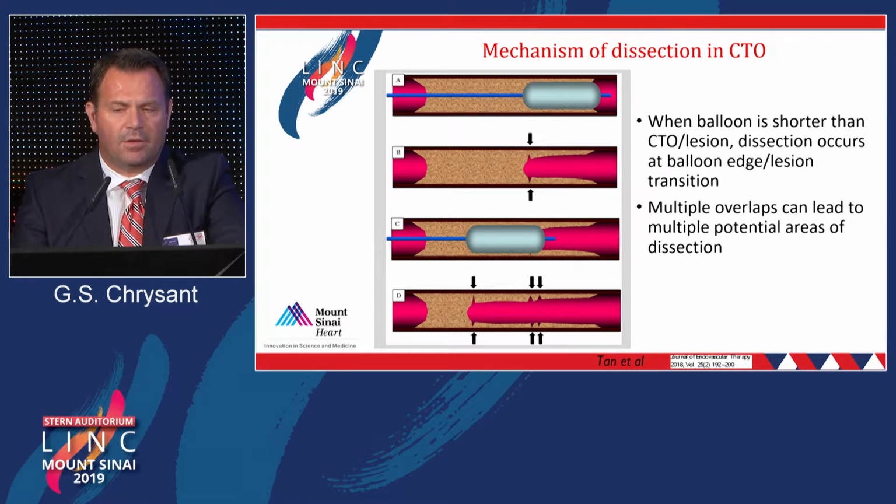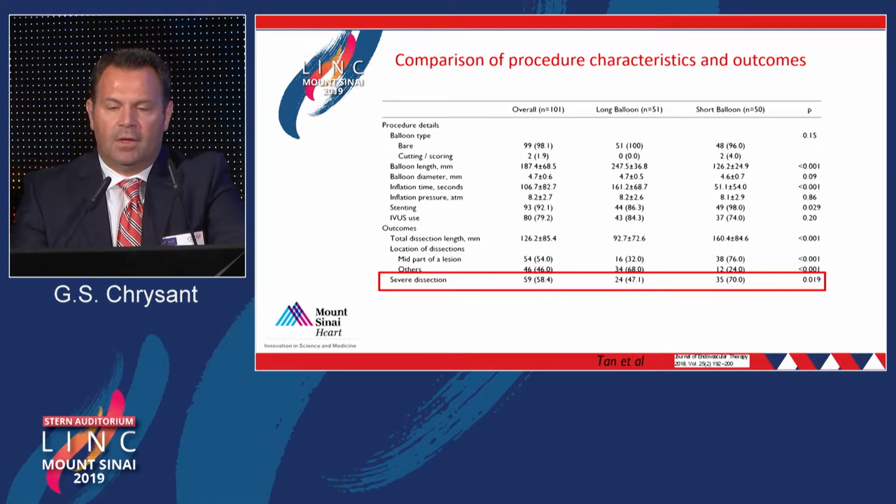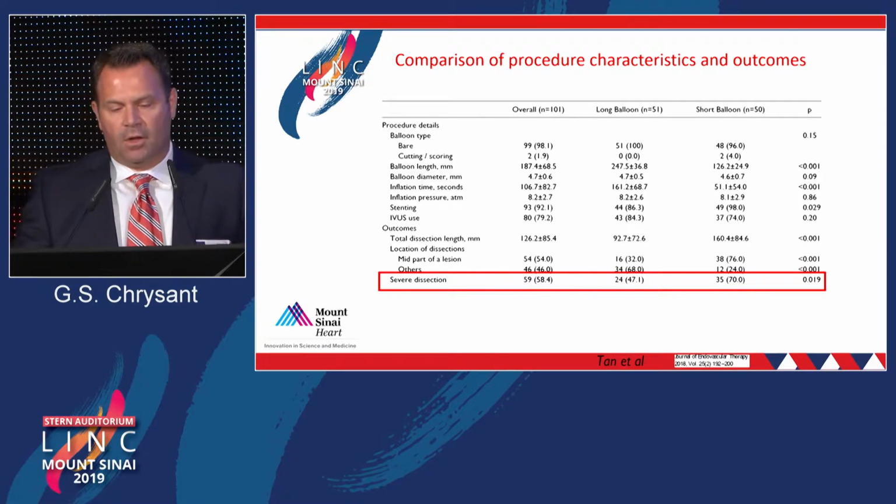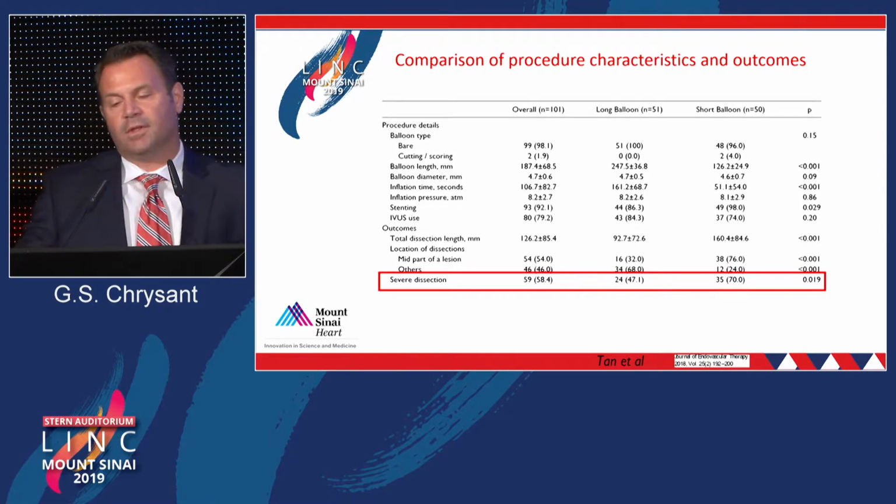The other thing is understand the mechanism of dissection, and this is not just for CTO, this is just in general. So if you're using short balloons and you're doing multiple overlaps, you're repeating injury, and you're repeating injury at the overlap sites, and it's going to make it very difficult to avoid dissection. Now, is there something to using a long balloon versus a short balloon? Well, in this study, there was.